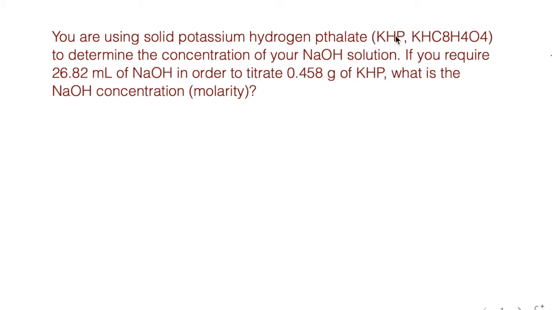abbreviated KHP. That's not the formula. It's not potassium and hydrogen and a phosphorus. It's potassium hydrogen phthalate. And this is the whole chemical formula. And so the molar mass of this potassium hydrogen phthalate is 204.22 grams per mole.